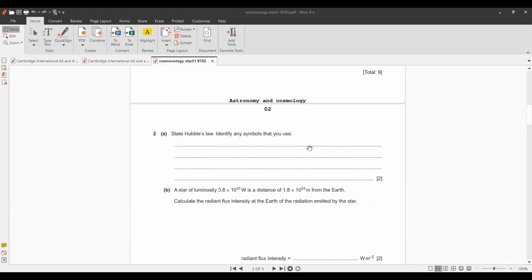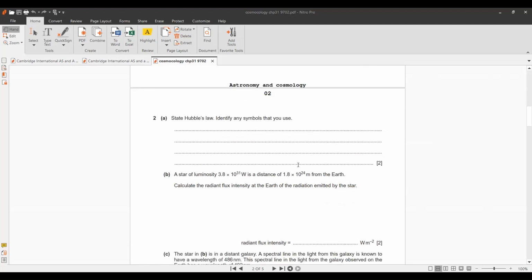State Hubble's law and identify the symbols that we use. What is Hubble's law? H is equal to v over d. And what was the main definition of Hubble's law? That the speed is proportional to the distance. So H naught equals v over d. Further on, if we have to write it, we can write speed of recession, because it is the speed of moving further away, over the distance of the galaxy from the observer.